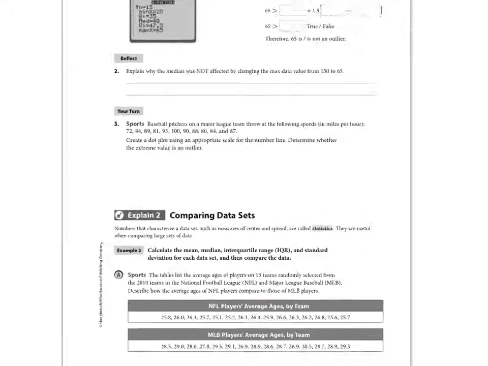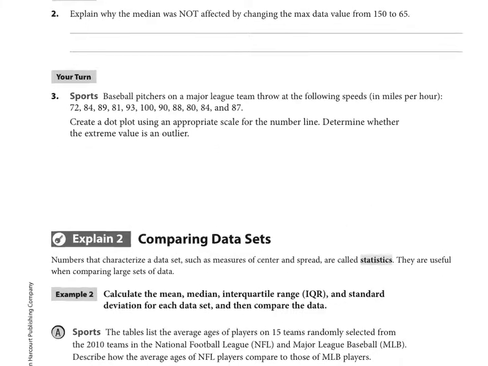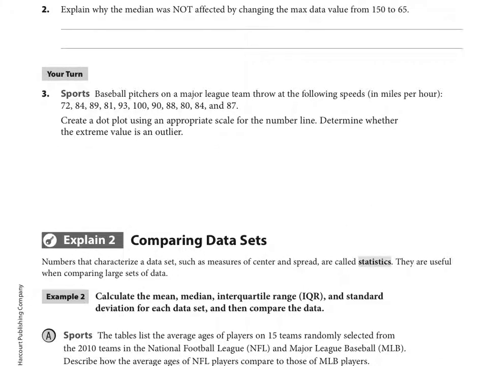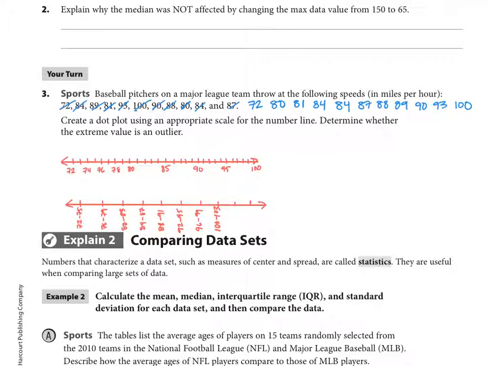Number 3, what you're going to do is first create a dot plot, and then you're going to test to see if there are any outliers. What's going to make this a little bit easier is if we put this in order, so I'm going to do that first. I got 72, and no more 70s. I got 80, 81, and I'm going to pause this for a sec. The numbers are going to pop up. And here are the numbers in order on the right side.